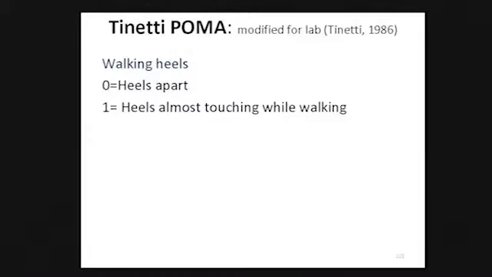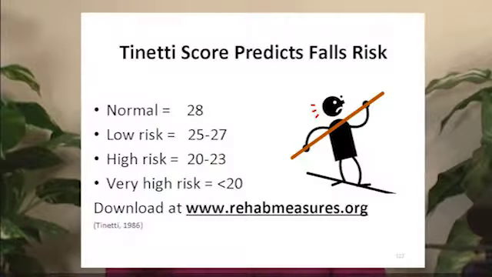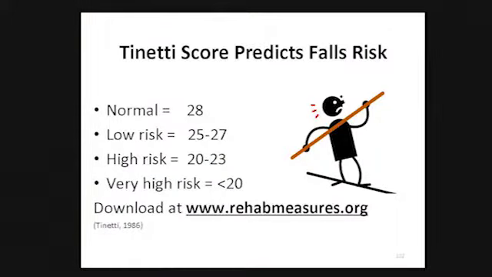Okay, and then walking, we're looking at the space between their feet, so their base of support. Heels apart, normal base of support, or heels almost touching. Okay, so how far apart? That's a problem of this test. They don't tell you how many inches the heels should be apart. But typical base of support, the feet are anywhere from 2 to 4 inches apart. So the Tinetti score does predict falls risk. It's very well documented for this. Normal Tinetti score is 28. Low, high, and very high risk are listed down here for you. And of course, you could download this at Rehab Measures.